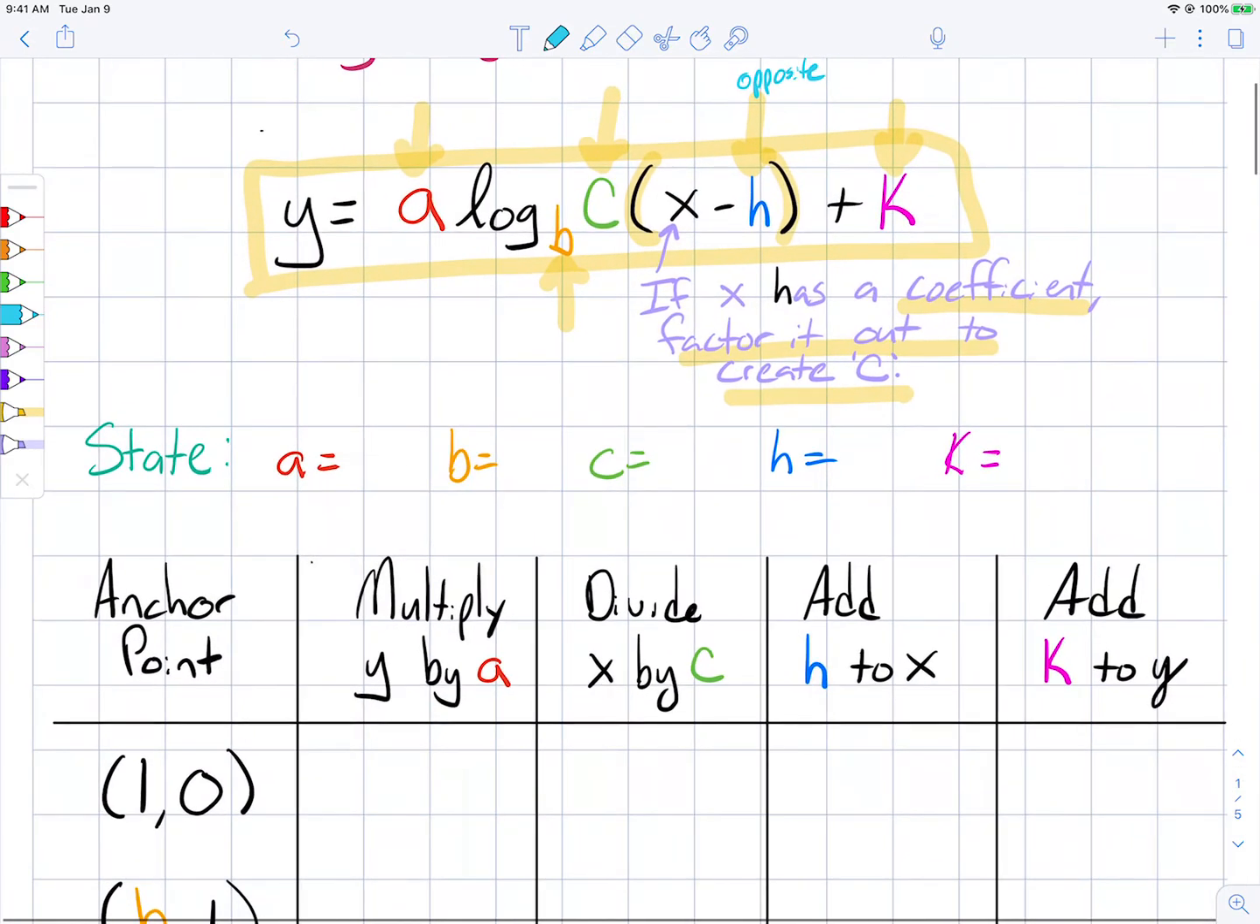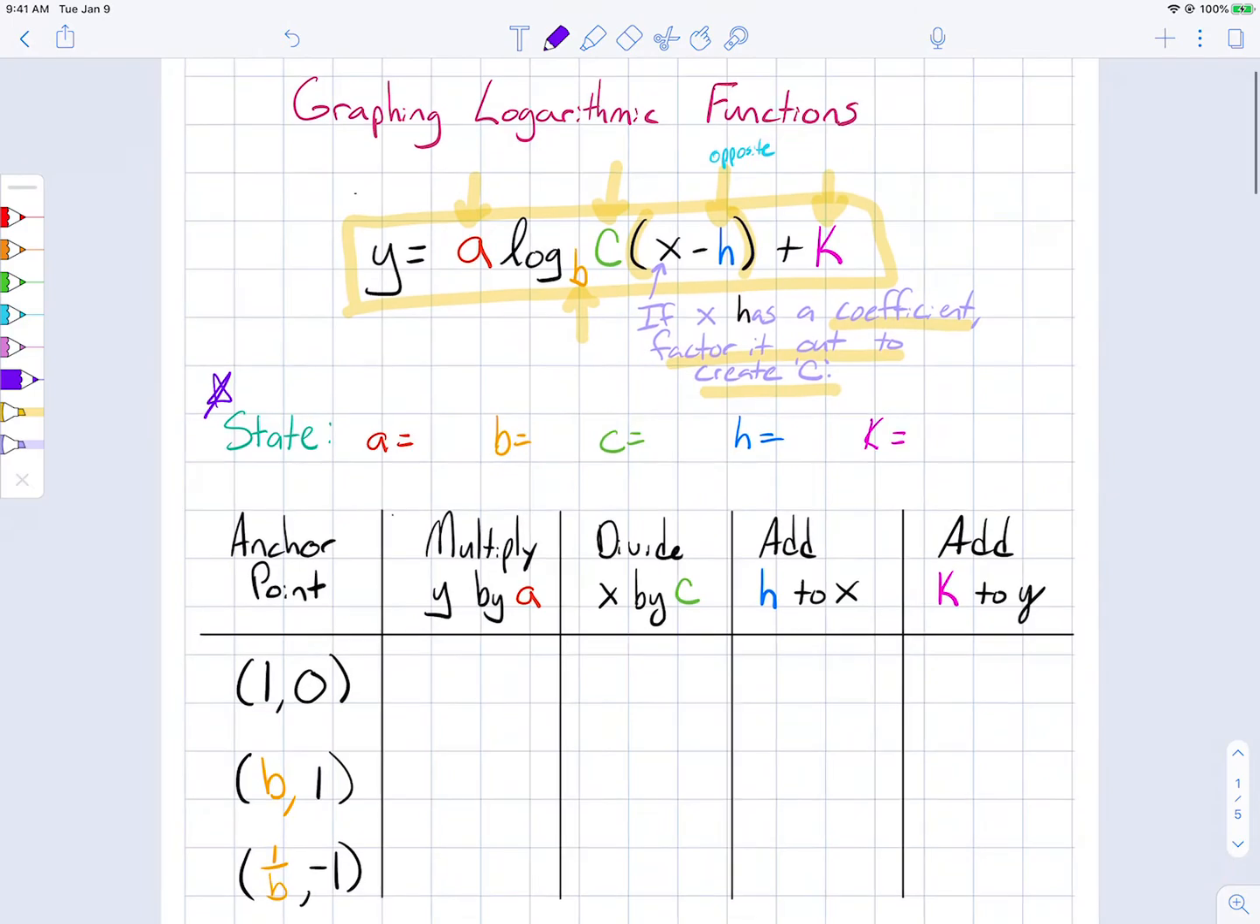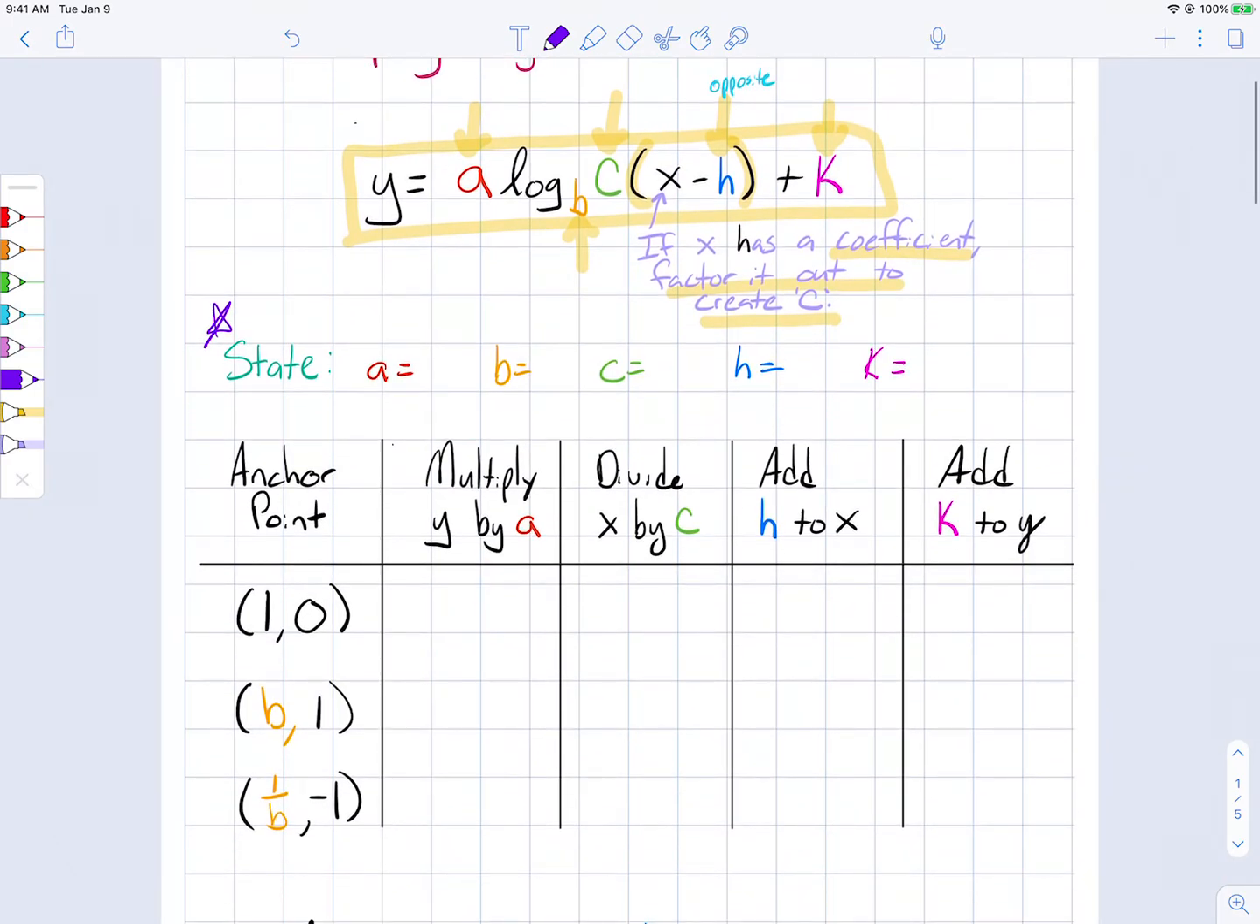Your first job is always going to be to state what a, b, c, h, and k are. In your first assignment, this whole process is set up for you. So it'll be a lot easier just to fill things in. However, on the second assignment, you need to create it yourself. This is a generic table of what you're going to do to find your 3 main points. So your 3 main points are called anchor points. And by finding these 3 points, you will be able to graph your logarithmic equation.